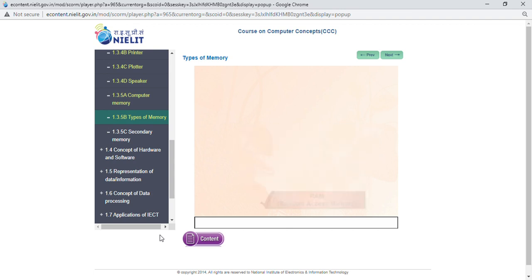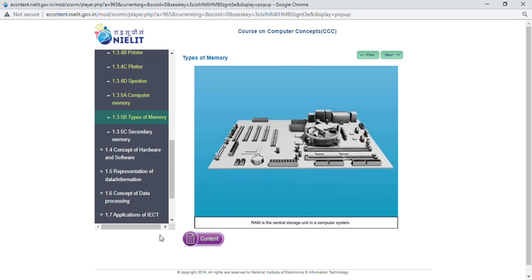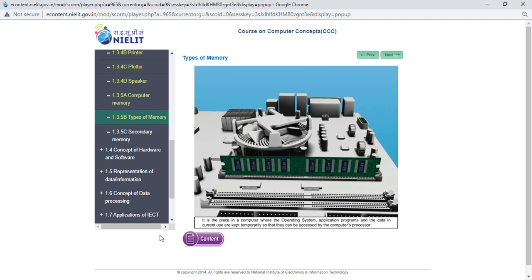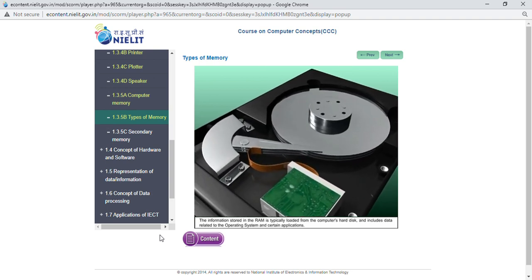RAM, random access memory. RAM is the central storage unit in a computer system. It is the place in a computer where the operating system, application programs, and the data in current use are kept temporarily so that they can be accessed by the computer's processor. The information stored in the RAM is typically loaded from the computer's hard disk and includes data related to the operating system and certain applications.